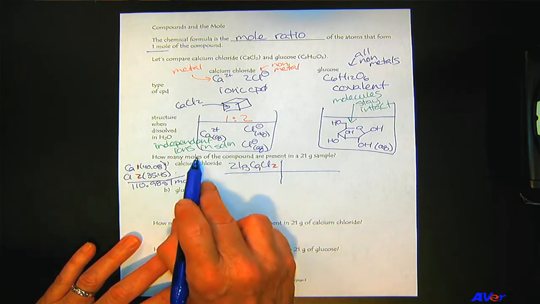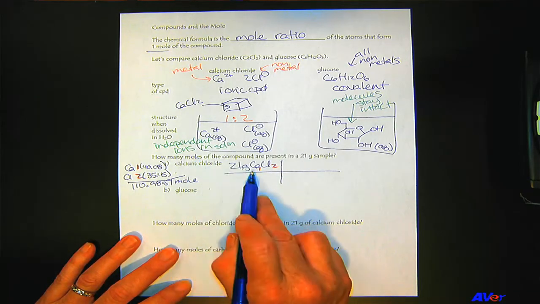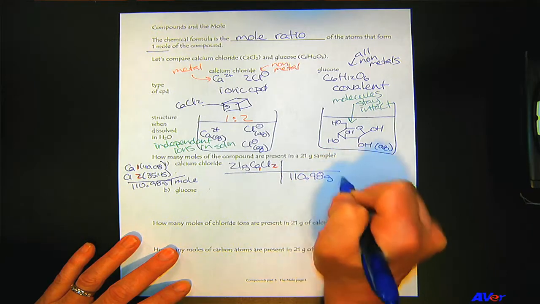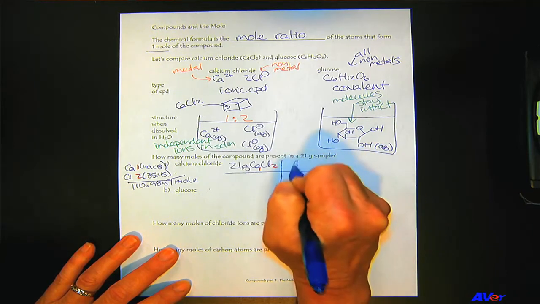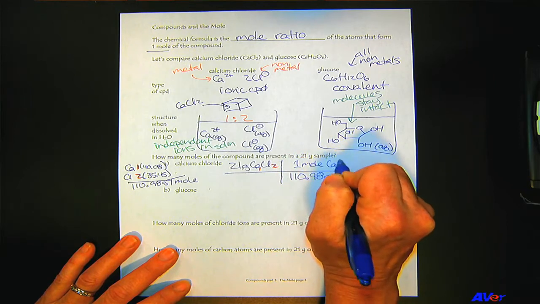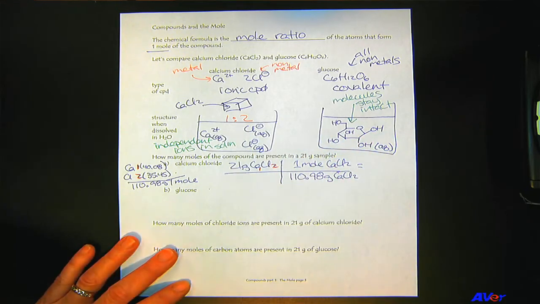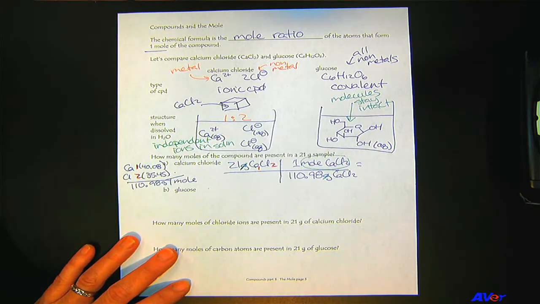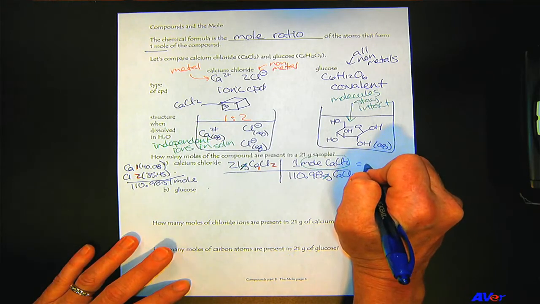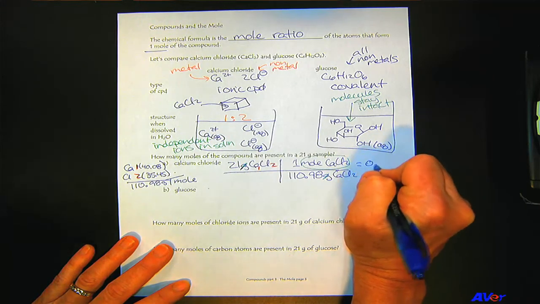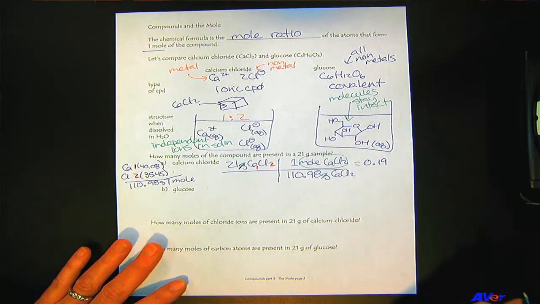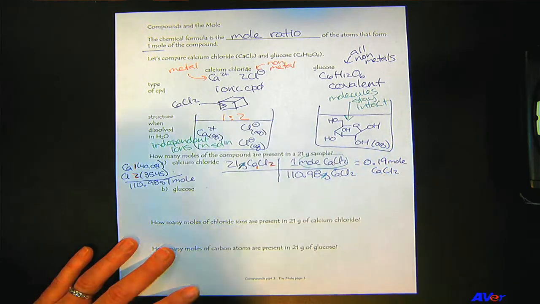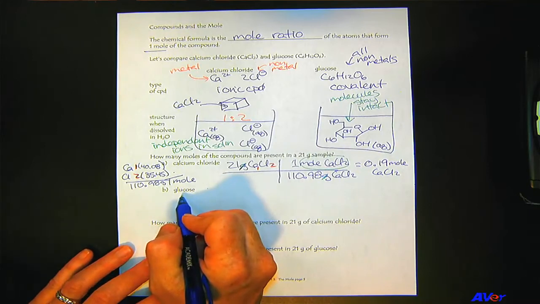So here we're being asked to calculate the moles, and we're given the grams. So it takes 110.98 grams of calcium chloride to have 1 mole of calcium chloride. So we can cancel out the grams, and we're left with moles. Punch this into our calculator, and we see that we get 0.19 moles of calcium chloride.